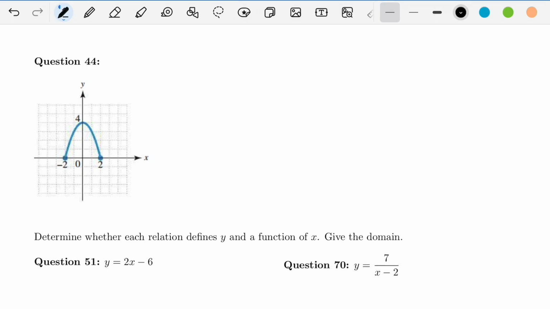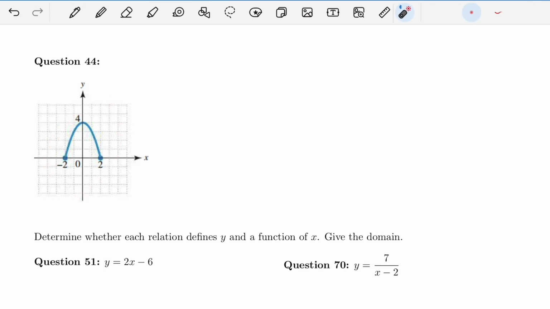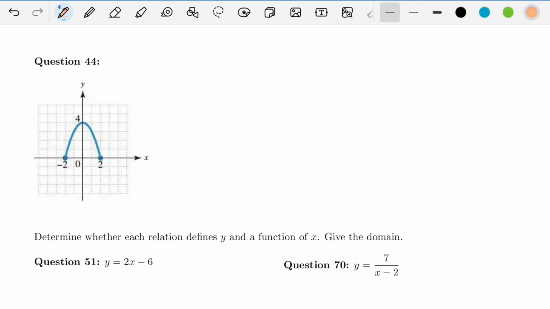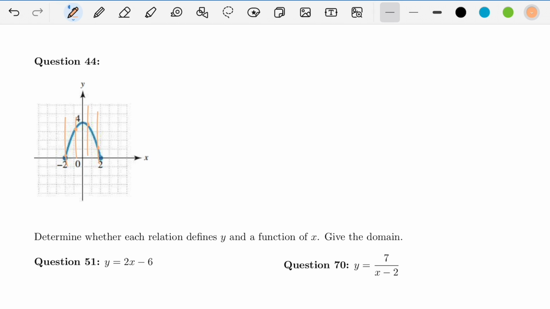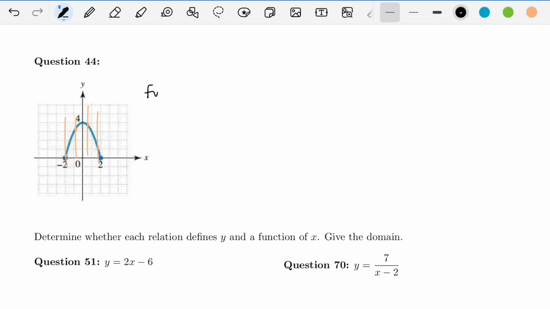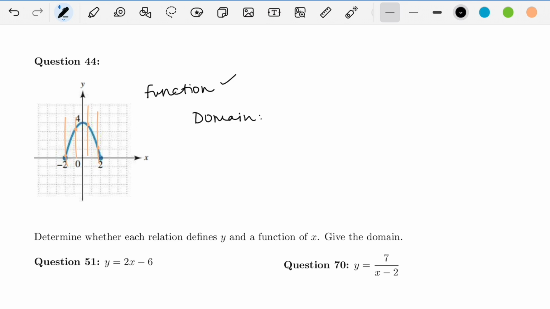For this next example here, we also want to identify if it's a function and find its domain and range. So we have this graph again, and so what we'll do is just use our vertical line test again. So we're going to draw a bunch of vertical lines, and notice that every single vertical line only intersects this graph at one point. So that means this is also a function. Now we just want to identify its domain and range. So this is going to be all of the possible input values.